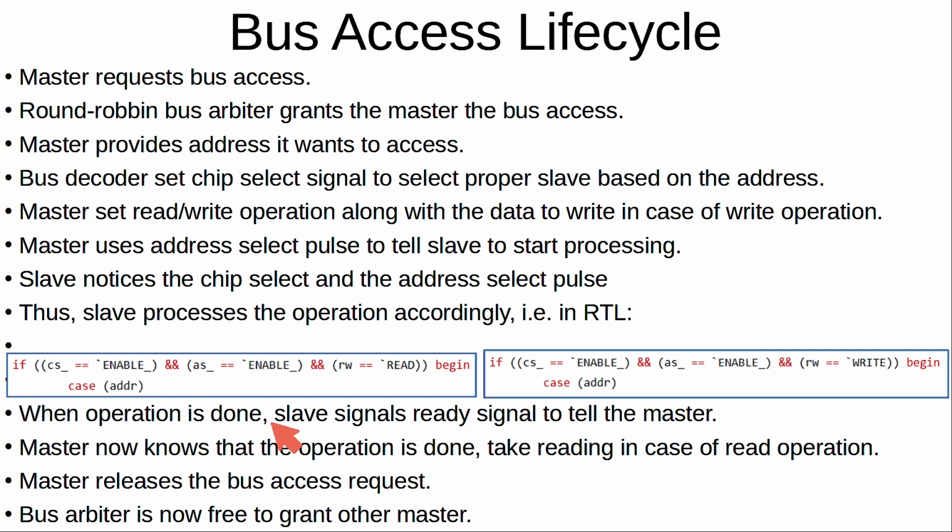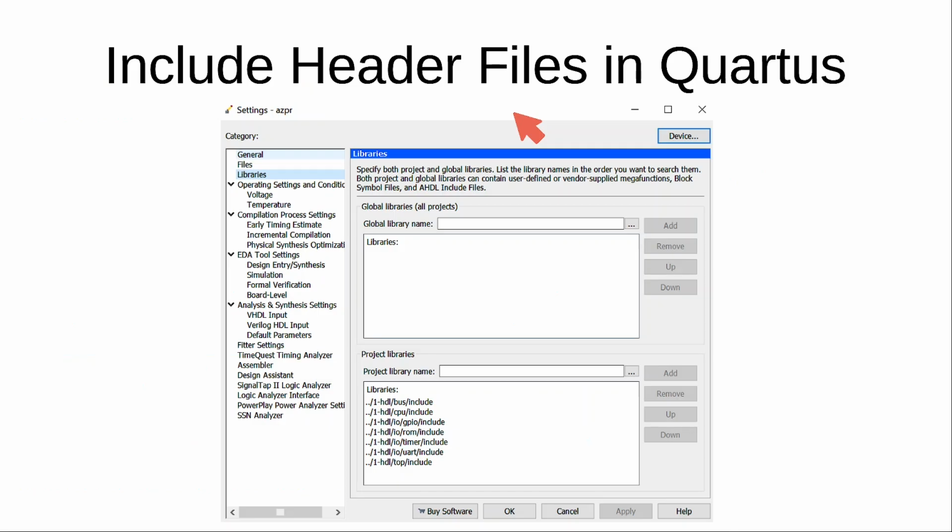When the operation is done, the slave will give the ready signal to tell the master that it has done the operation. Master now knows that the operation is done and takes in the reading in case of read operation. And next, the master releases the bus access request so that the bus arbiter is now free to grant access to the other master.